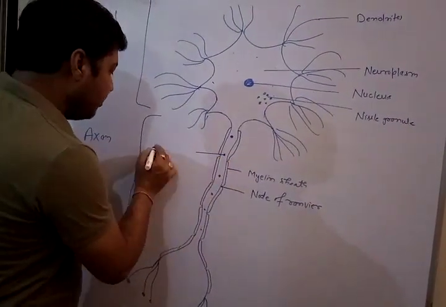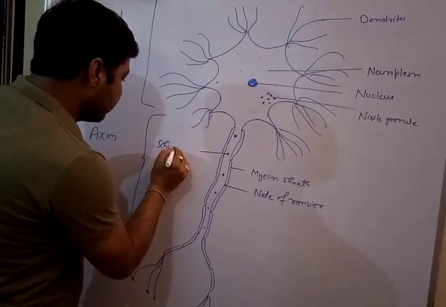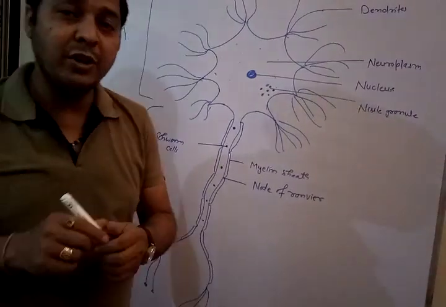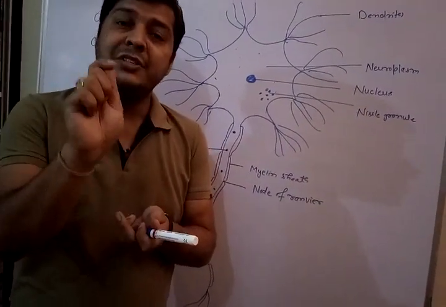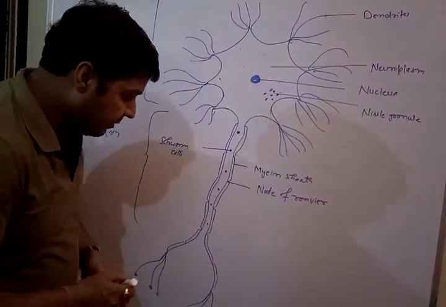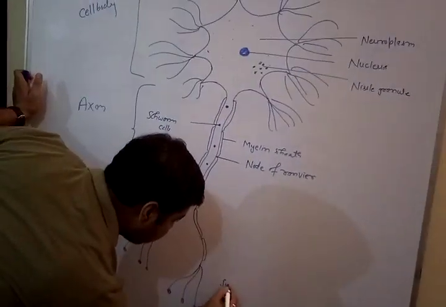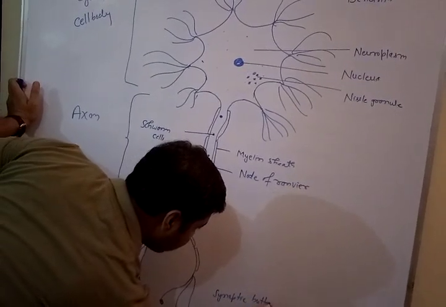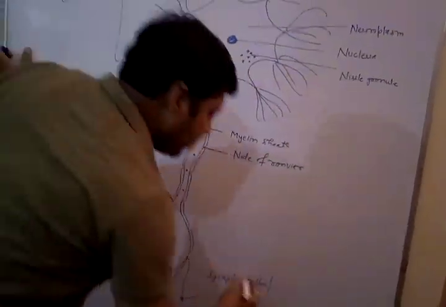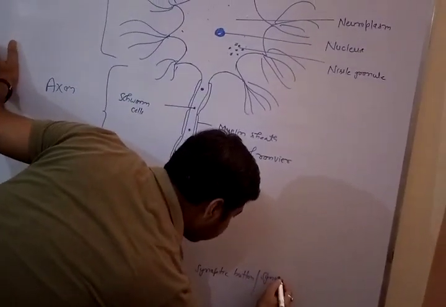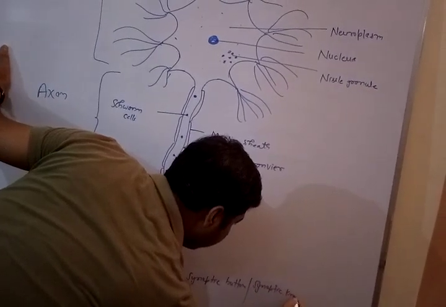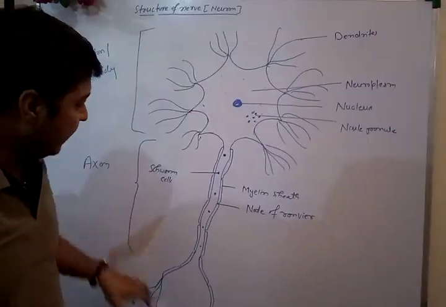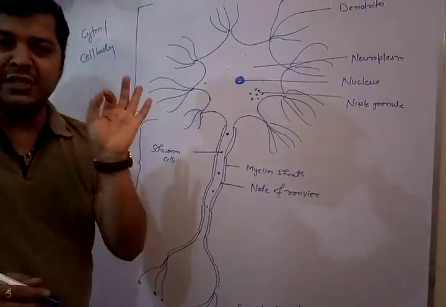Here we find some cells called Schwann cells. These Schwann cells are responsible for accelerating the message impulses. At the end we have the synaptic button, also known as the synaptic knob, K-N-O-B. Now children, this is the entire structure of a single neuron, a nerve cell.